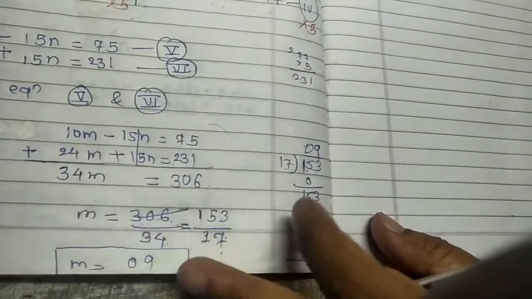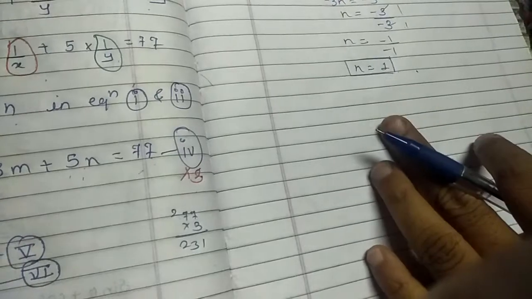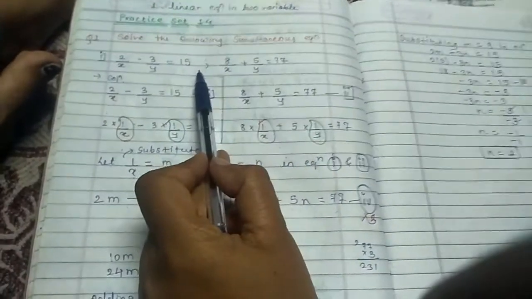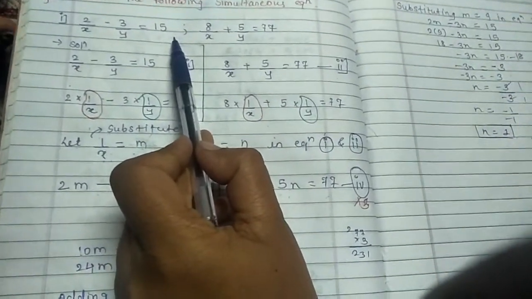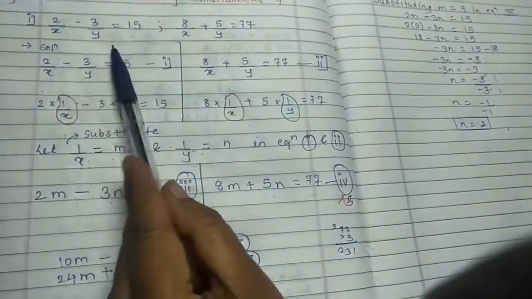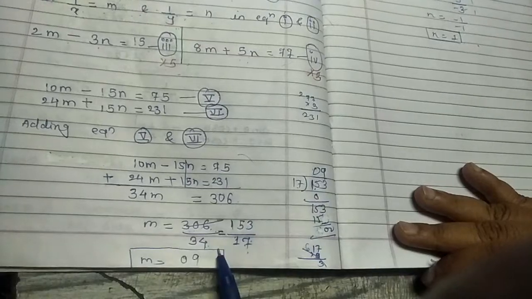So the m and n values we got: here we got the m value, and here we got the n value. But our target is not that. What is the question? The question is: solve the following simultaneous equations. Simultaneous equations means the values of the variables in those equations we have to find out. But here, instead of the x and y variables, we are getting the value of n and the value of m.